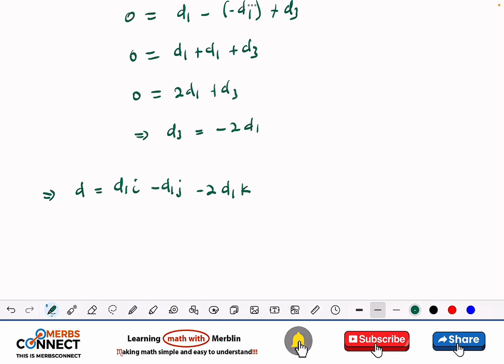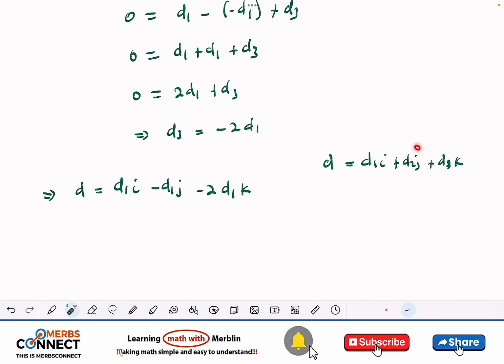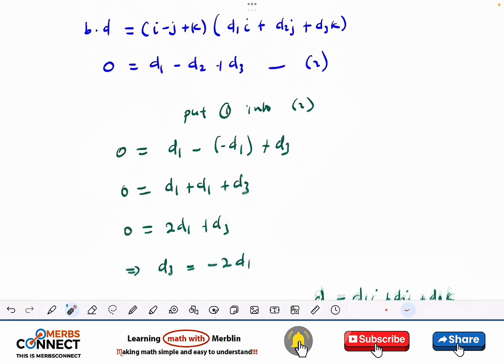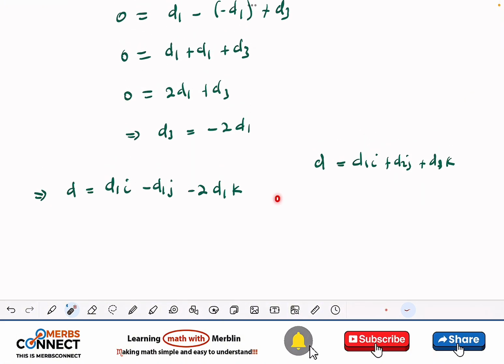2D1k, right? Because we know that our D is equal to D1i plus D2j plus D3k, and we know that D3 is equal to this, so we replace it, and we know that D2 is also equal to this. Where is it? Here. So we do the replacement. So now this is the vector that we are talking about. So when I just want to simplify, I can have D1 out, and be left with i minus j minus 2k.